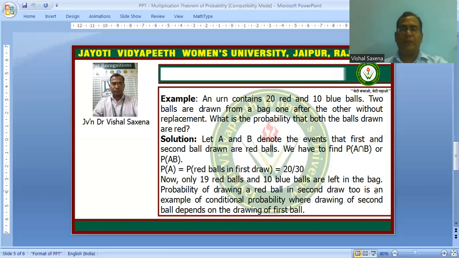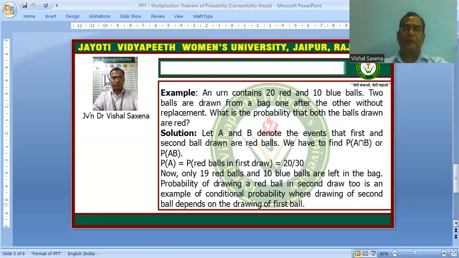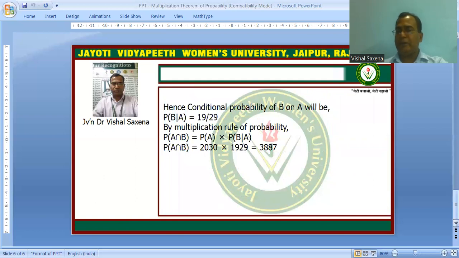But in the second attempt, when the second ball is drawn, the first ball is not replaced. Therefore, now the urn contains 29 total balls, and the second ball should be red. If the first ball has gone red, it is already taken out from the urn. Therefore, 19 red balls are there, and total balls in the urn are 29. In this way, it shows the probability of P(B given A). So 19 upon 29 is the probability of event B given A.